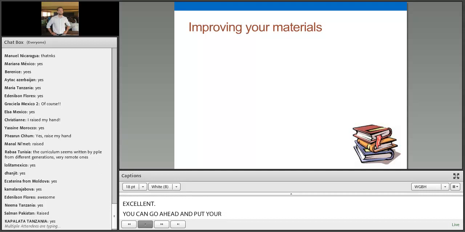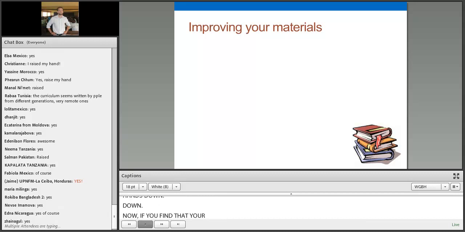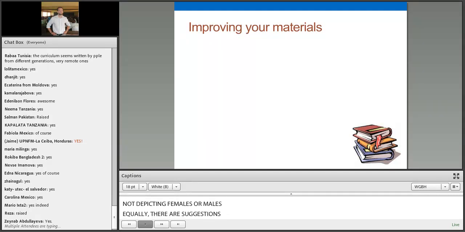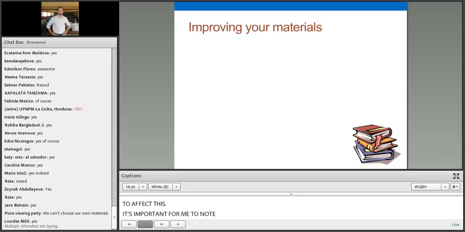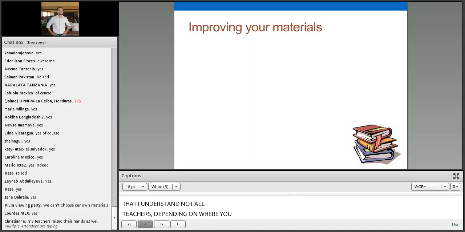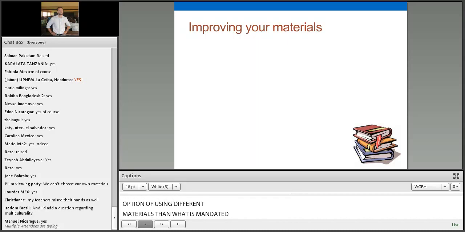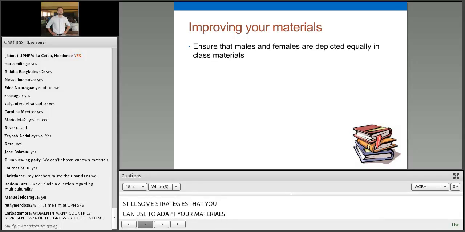Now, if you find that the materials you are using are not depicting females or males equally, I have some suggestions for what you can do to affect this. And it's important for me to note that I understand that not all teachers, depending where you're teaching, will have the option of using different materials than what is mandated by the school or the national policy. This is probably a common reality for many people. If this is the case, there are still some strategies that you can use to adapt your materials to make sure you're including females and males equally.